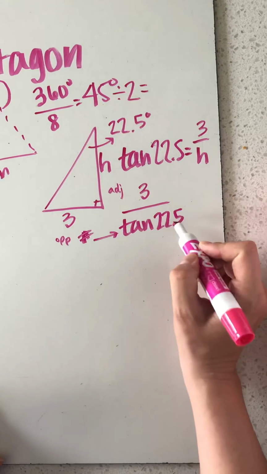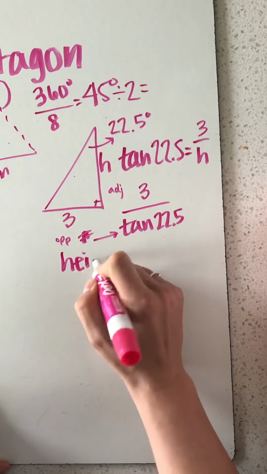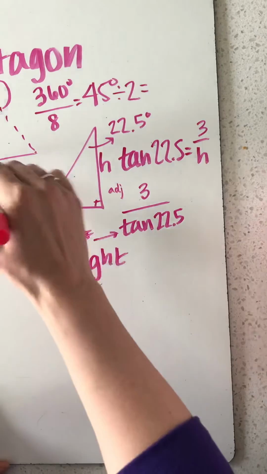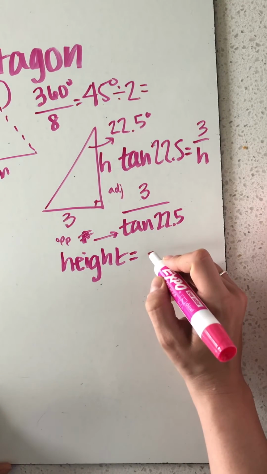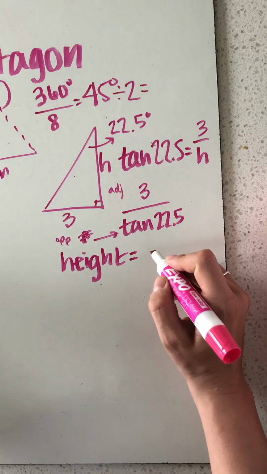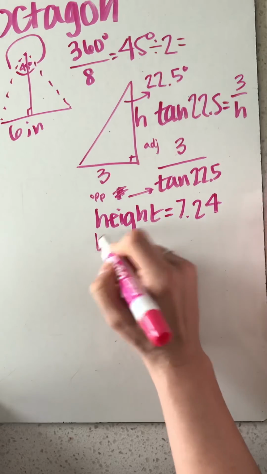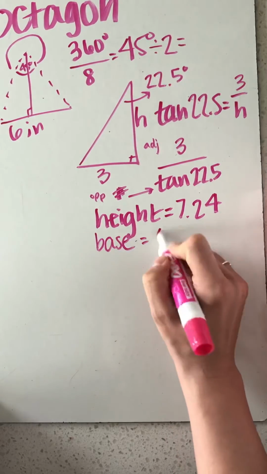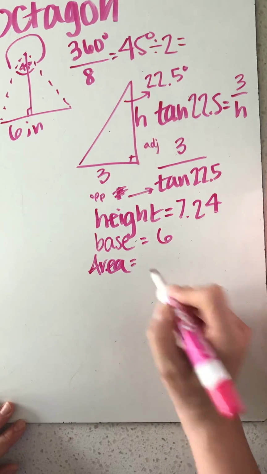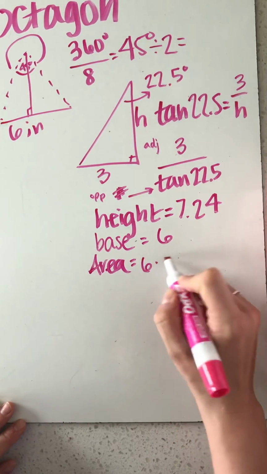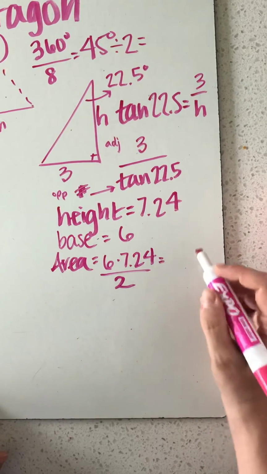When you plug that into the calculator, you find out that the height of one of those 8 triangles that makes up your octagon is about 7.24. We know the base of one of those 8 triangles is 6 because they told us. So the area of one of those triangles would be 6 times 7.24 divided by 2, because that's how you find the area of a triangle.